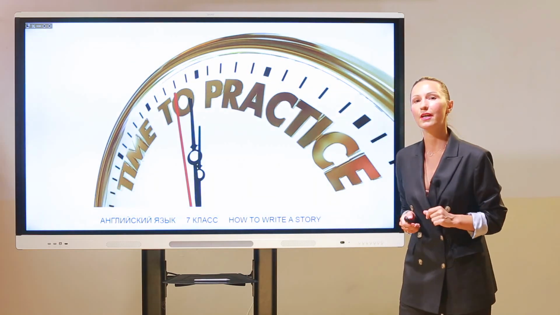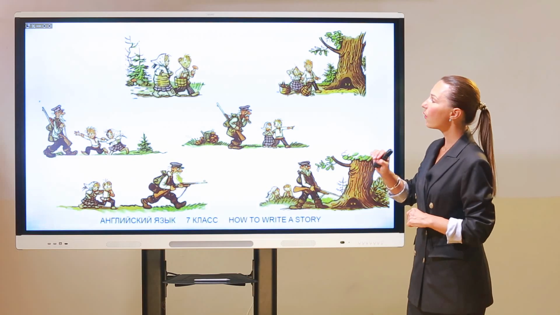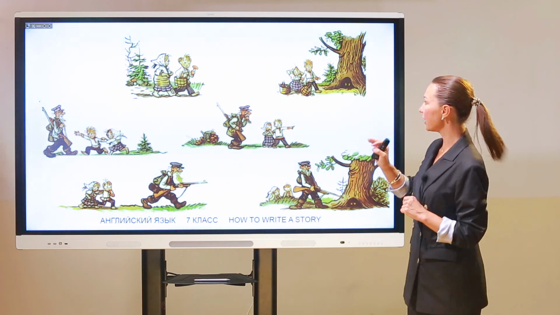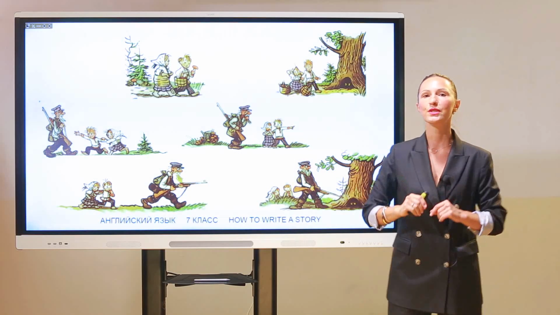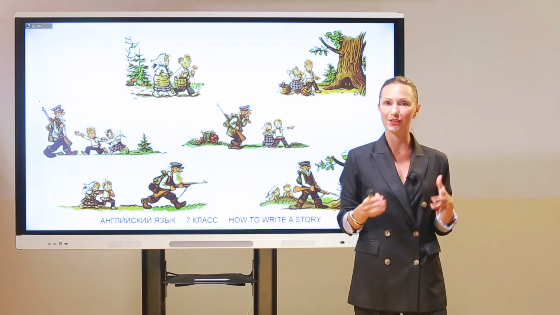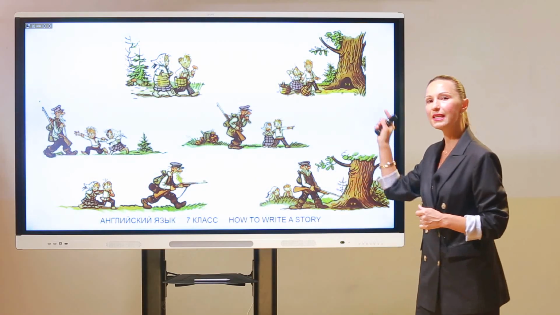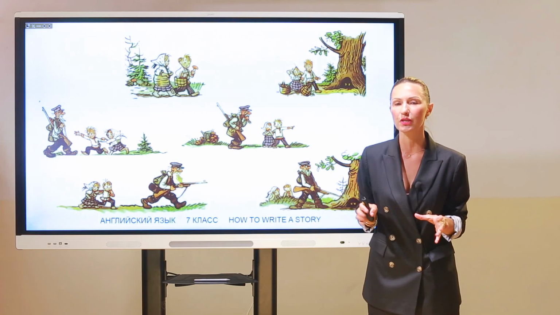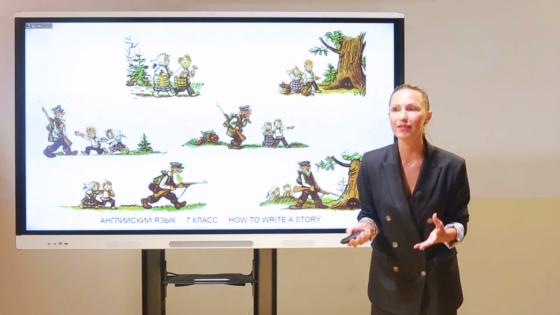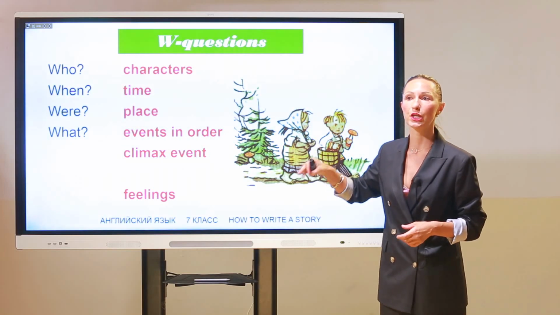We'll continue. And now, guys, it's time for practice. I have prepared something for you. Look at the whiteboard. So, we have here 6 pictures. 1, 2, 3, 4, 5, 6. I want you guys to think about a story you can make using these 6 pictures. You have to describe these pictures and you have to answer this basic W question.